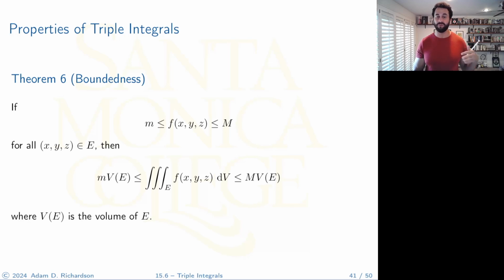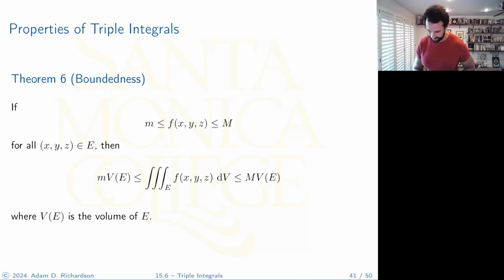Okay, then there's boundedness. We saw this one for the single variable integral and the double integral. Now we see it for the triple integral, and it keeps going on and on and on. So if your scalar function f is bounded between little m and capital M, then the integral of f over the region E has to be bounded between little m times the volume of E and capital M times the volume of E. That's it.